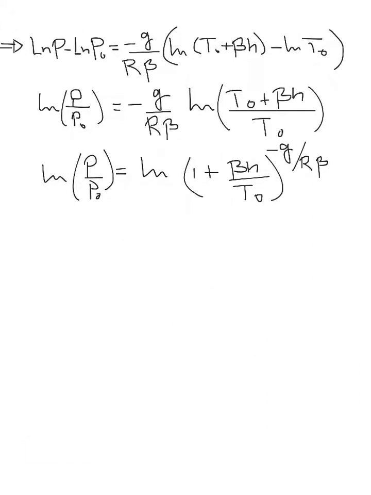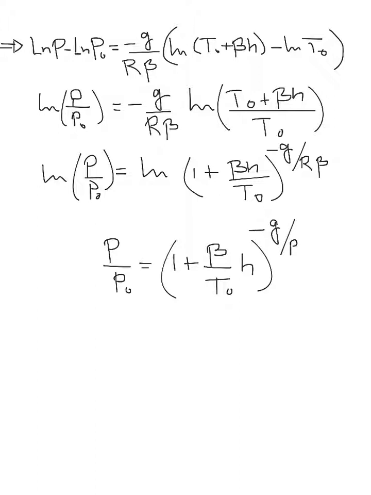After performing all these simplifications, at the end I will get this equation, which will predict the pressure by considering the variation of temperature versus height. In this equation, make sure that beta is called the lapse rate.